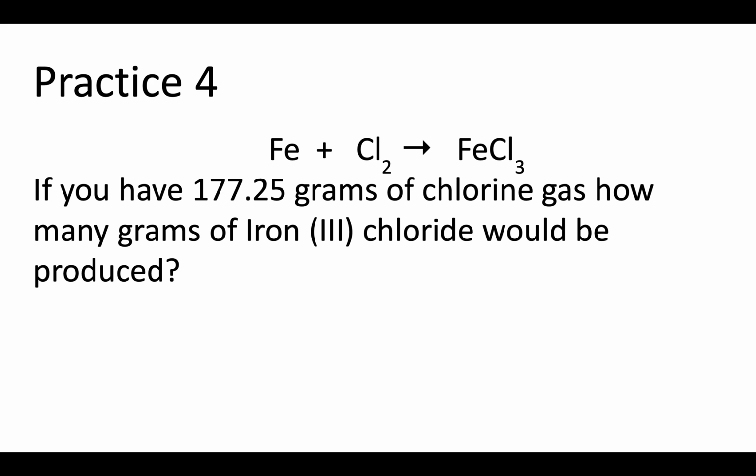All right, so one more practice problem. Here we have iron. It's reacting with chlorine to form iron 3 chloride. So it says if you have 177.25 grams of chlorine gas, how many grams of iron 3 chloride would be produced? So what you all need to do first is go ahead and pause and balance this equation.